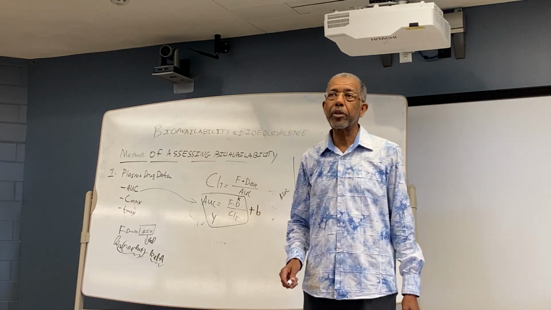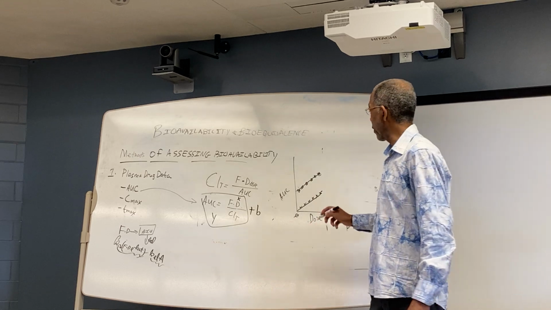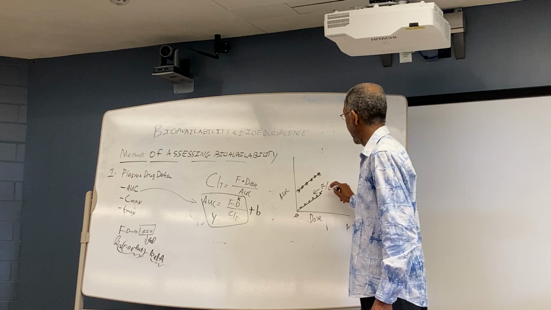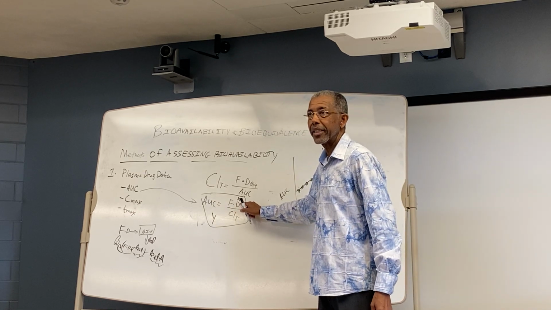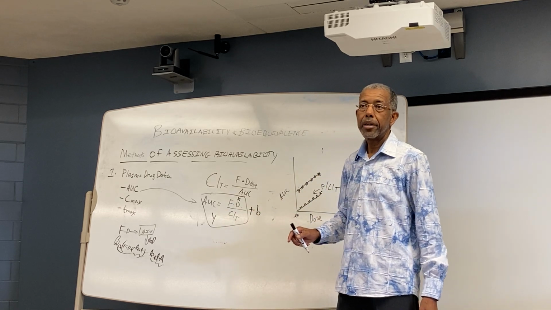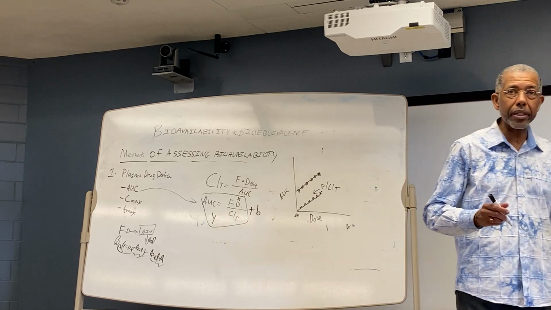It's F over clearance. I heard you, JD. The slope of that line is F over clearance. If this is x, then m is F over clearance. The slope of that line is F over clearance. That's a fair question.